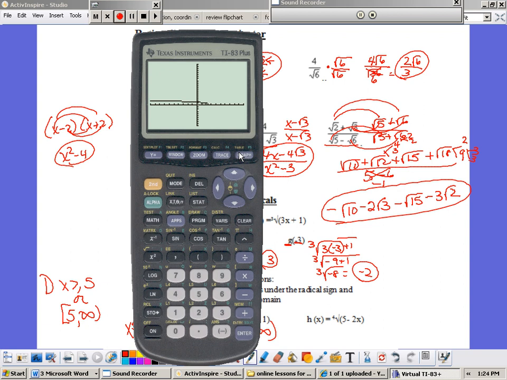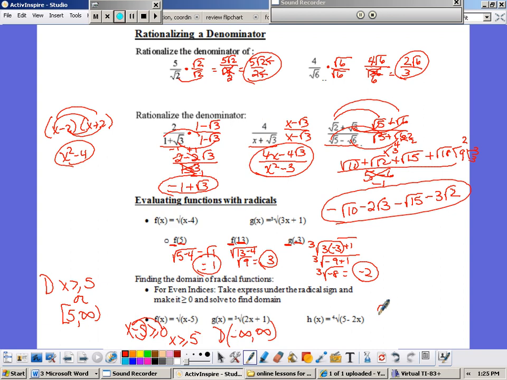Does it look like it has a restriction? Yeah. It goes from negative infinity to 2/5. So this one has to, because we're only using the primary version, we have to take it, because it has an even exponent, and make it greater than or equal to 0. So move my 5. Negative 2x is greater than or equal to negative 5. Divide by negative 2. X is less than or equal to 5/2. Means it goes from negative infinity to 2.5 included.